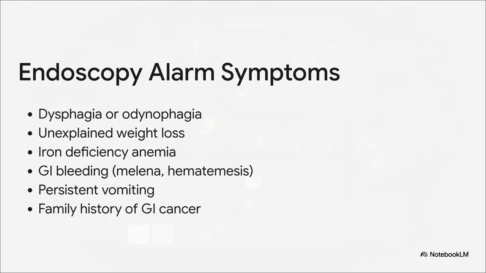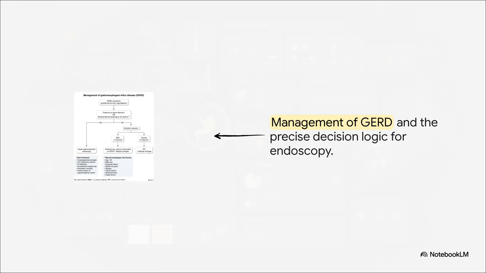Keep in mind you do not perform an upper endoscopy for typical uncomplicated GERD symptoms. Reserve the scope strictly for critical alarm symptoms. These include dysphagia, odynophagia, unexplained weight loss, iron deficiency anemia, hematemesis, melena, persistent vomiting, or high cancer risk features. Weight loss and anemia are particularly important as they point directly toward an underlying malignancy or chronic occult bleeding, which demands immediate direct visualization. For uncomplicated cases without those alarm features, the management logic dictates starting with lifestyle changes.